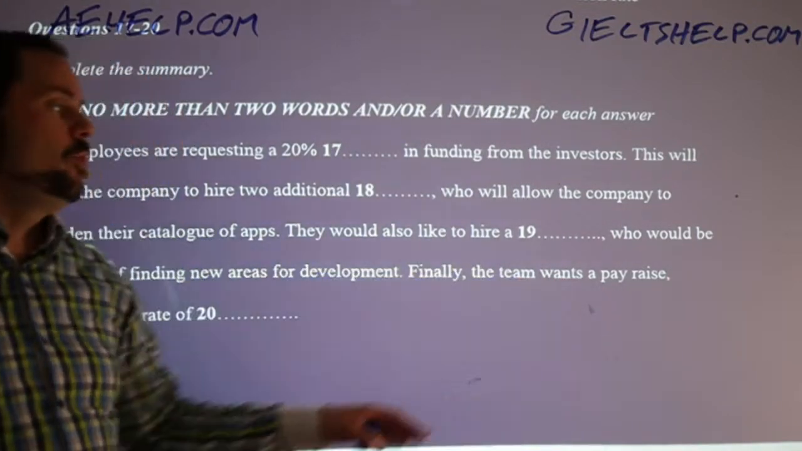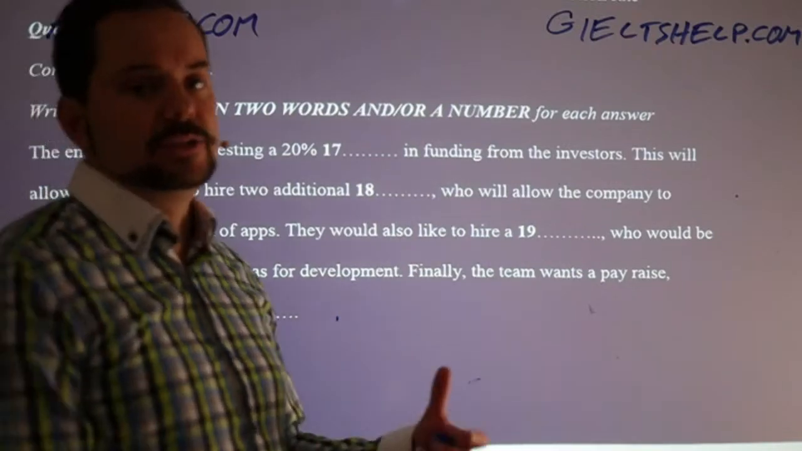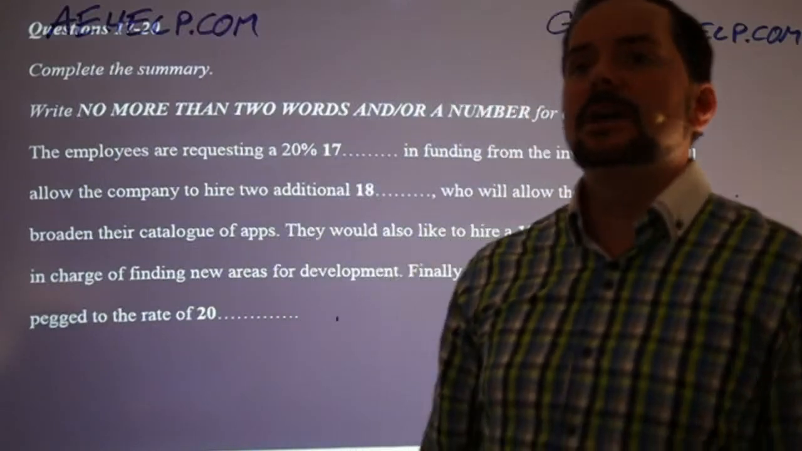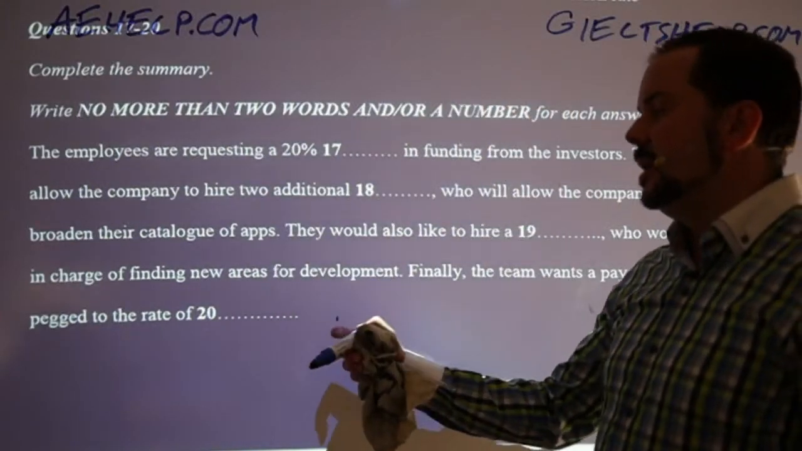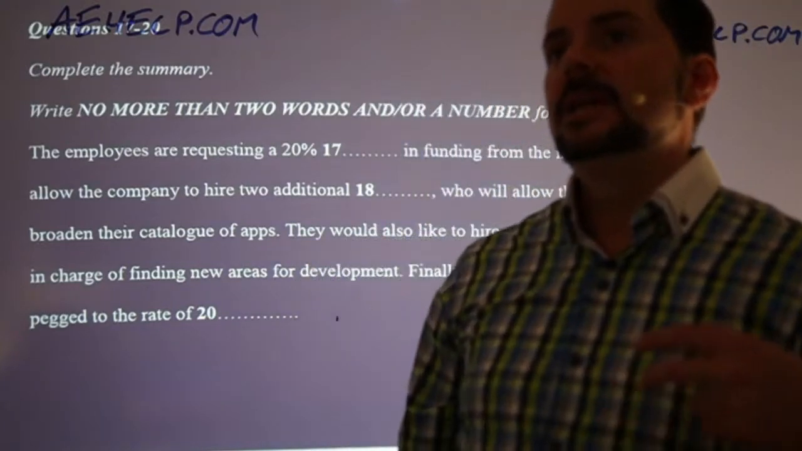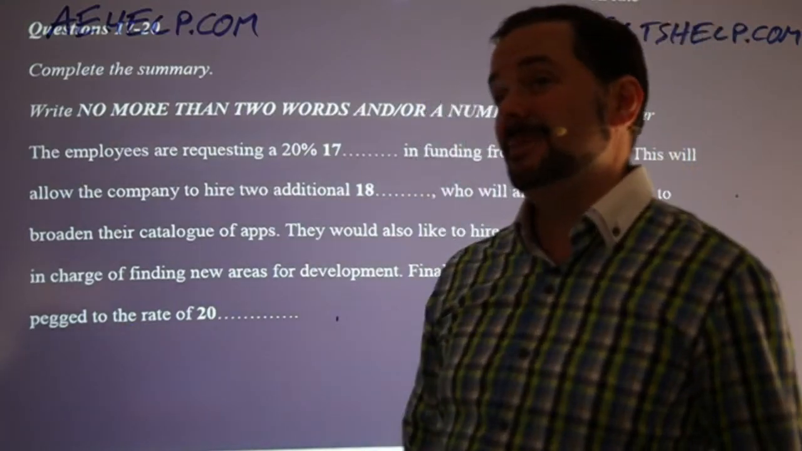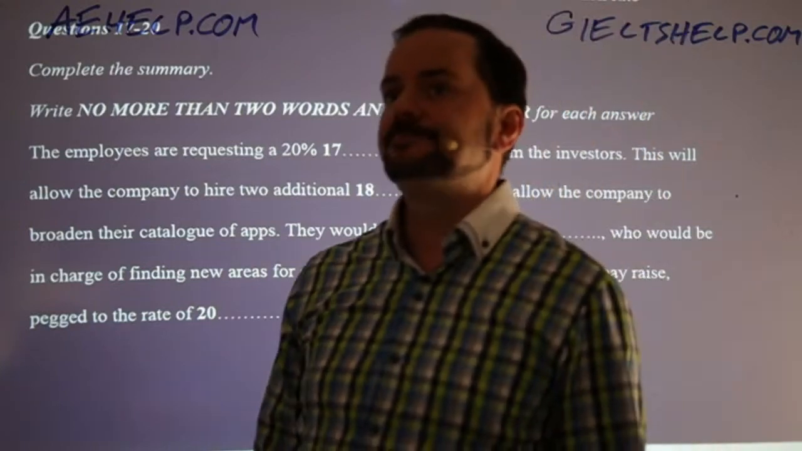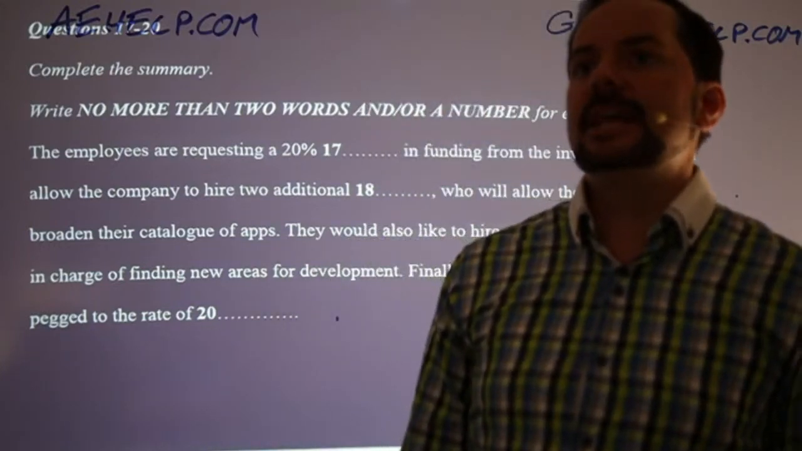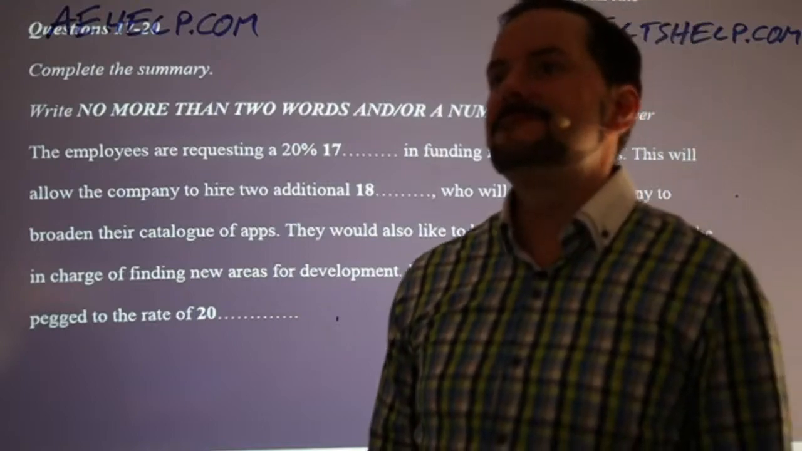Finally, the team wants a pay raise pegged to the rate of something. Okay, so pay raises are at least usually pegged to this. And Jasur says it's 2%. It's not necessarily 2%. 2% is just the example, but they want a pay raise that's pegged to the rate of. Rate of 2% actually doesn't make sense. Okay. Jyoti and Rashika and Carolina all agree with inflation.